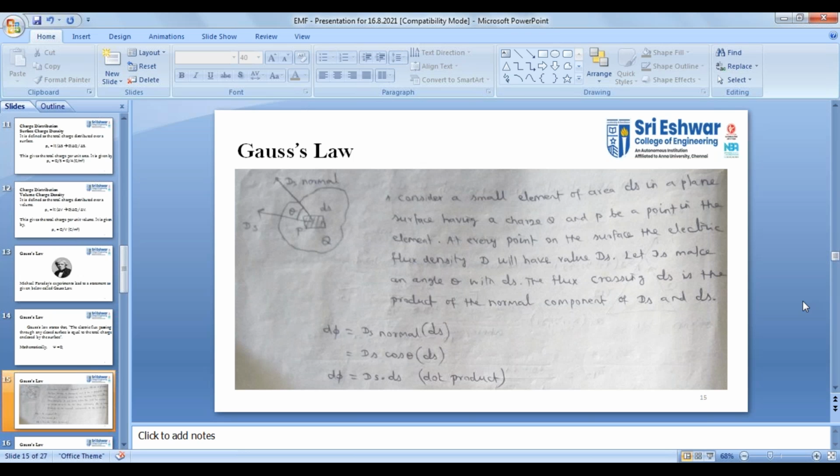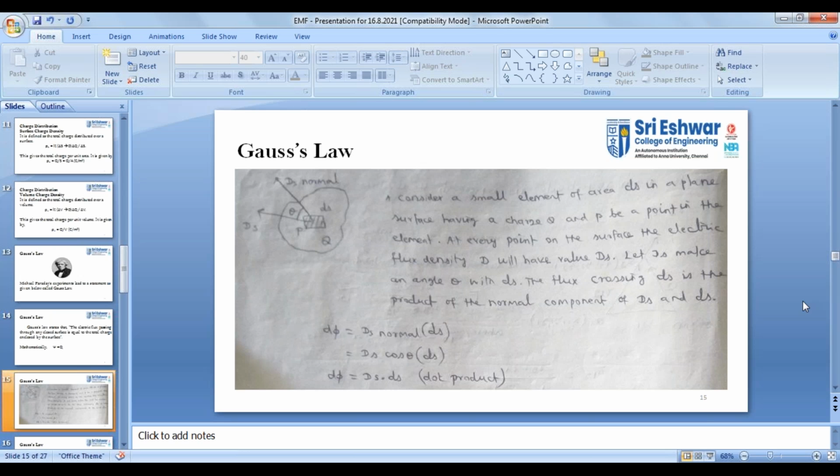So consider a small element of area ds in a plane surface having a charge Q, and let P be a point in the element. At every point on the surface, the electric flux density D will have value ds. Let D make an angle theta with small ds. The flux crossing ds is the product of the normal component of capital D and small ds. So what has been given here is d phi, the flux crossing. D phi is equal to capital D normal, small ds.